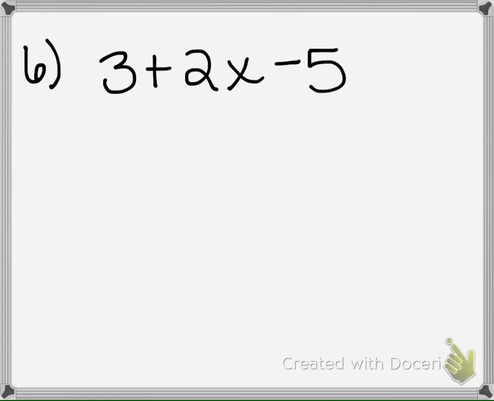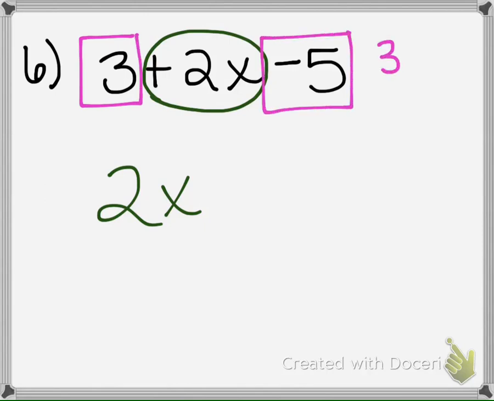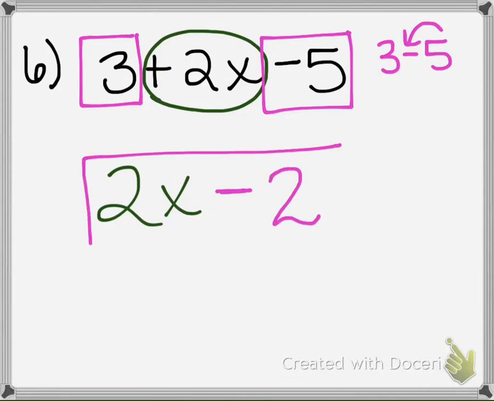Okay, here, if we start with the x's, there's no other x. So the 2x is just going to go in the front. And then the 3 and the negative 5, we have to solve that. 3 and negative 5. 5 is bigger, so negative. And they're different, so we subtract and we get 2. So our answer is 2x minus 2. So this is the correct best way to write our answer.